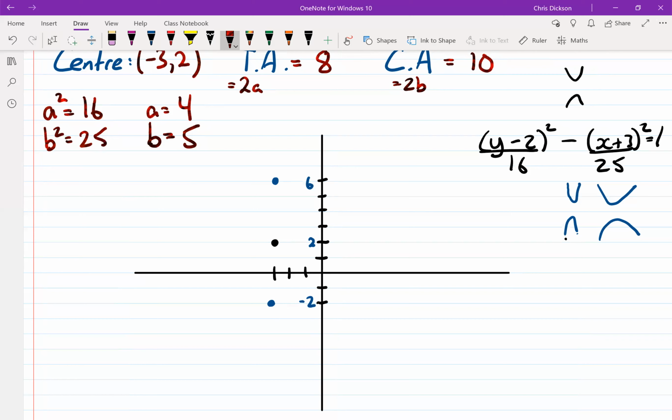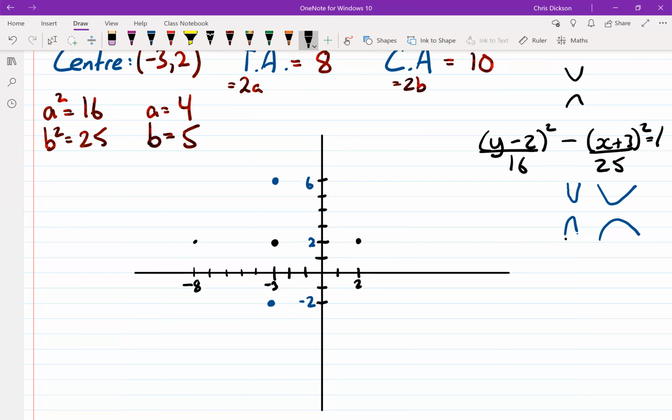So my conjugate axis is 10 units long, which means the distance from the center to the end of the conjugate axis is 5. So I'm going to move over 1, 2, 3, 4, 5. That's -3. That would be 2. And I'm going to put a black dot here. It's not part of the function. Okay. So the blue is going to be the actual graph when I draw it. And I'm going to put 5 units this way. 1, 2, 3, 4, 5. So that's going to be -8. And put a black dot there.